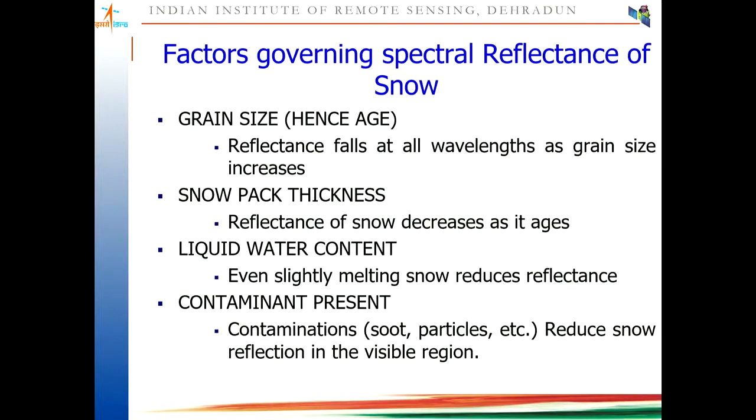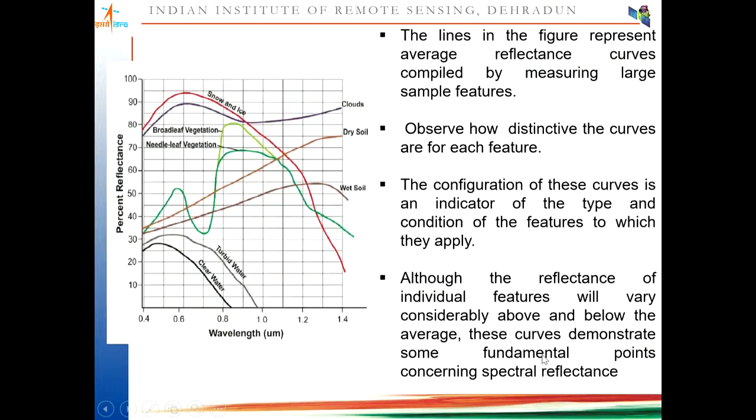Then snow, if we look at snow, then the reflectance is affected by grain size, the snow thickness, how much liquid water content, is it melted snow or is it compact ice, and what are the pollutants or contaminants present. All this would affect the amount of reflection. Now, this is just all of them put together. One could study this at leisure and then make your observations.